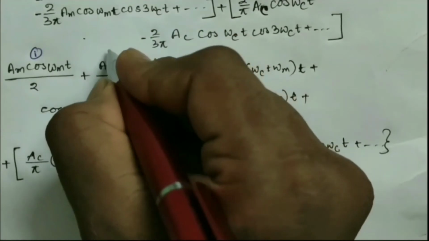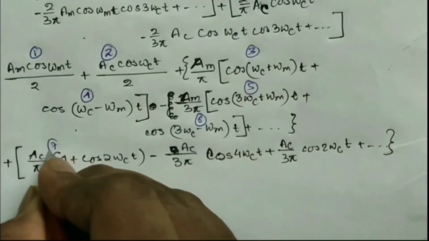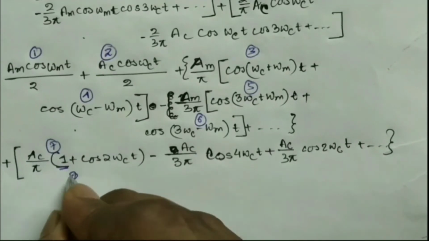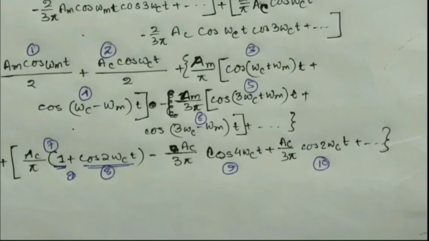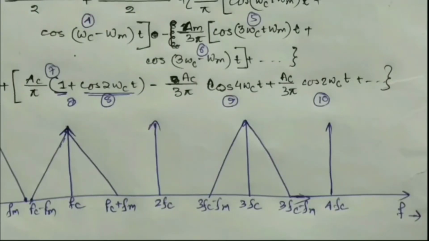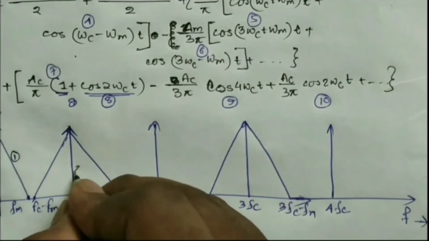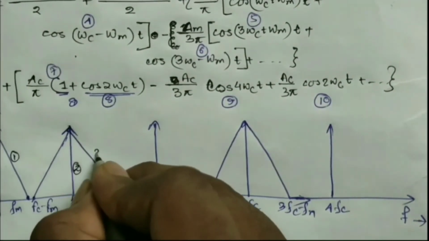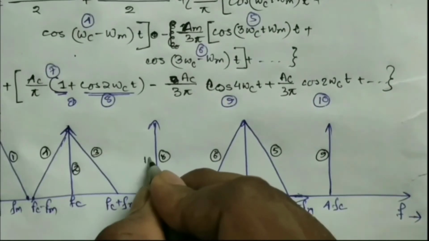Let us mark the terms now. And now let us draw the frequency spectrum. This is the frequency spectrum in the positive direction, where this one is the first term, this is the second term, this is the third, fourth, and this is the ninth, and this is again the tenth.